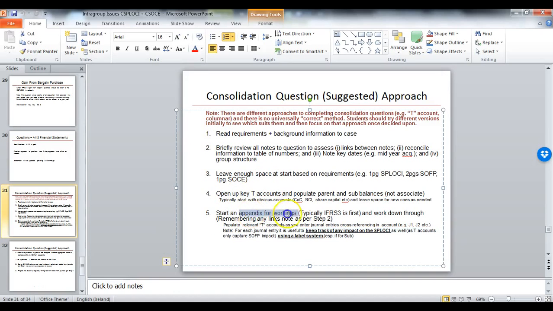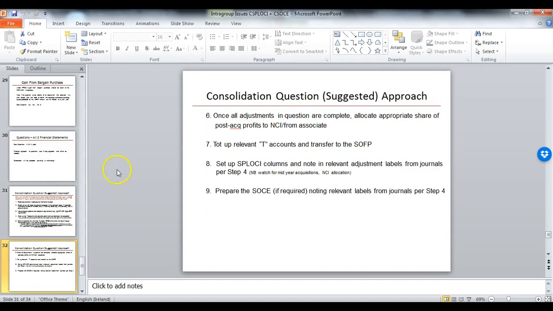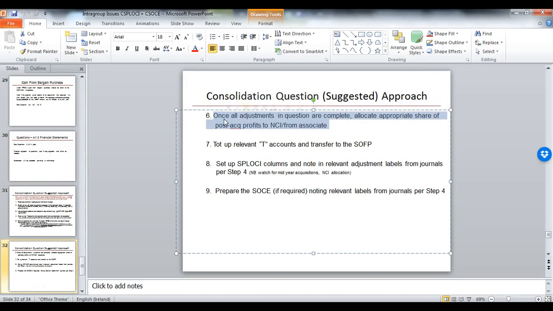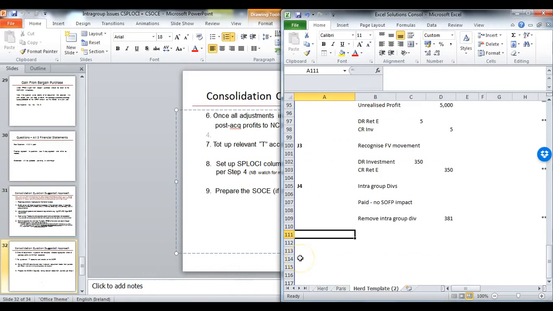So now we've essentially gone through all our steps. We've done the T accounts, we've opened the workings, and the final step that you have to make sure before you tot up the T accounts is make sure if you have an associate, bring in the post-acquisition share of profits, or if you have an NCI, allocate the relevant share. So in this case, we need to allocate post-acquisition profits to the NCI. So journal 5, we need to debit retained earnings, and we need to credit NCI, post-acquisition share of profits.